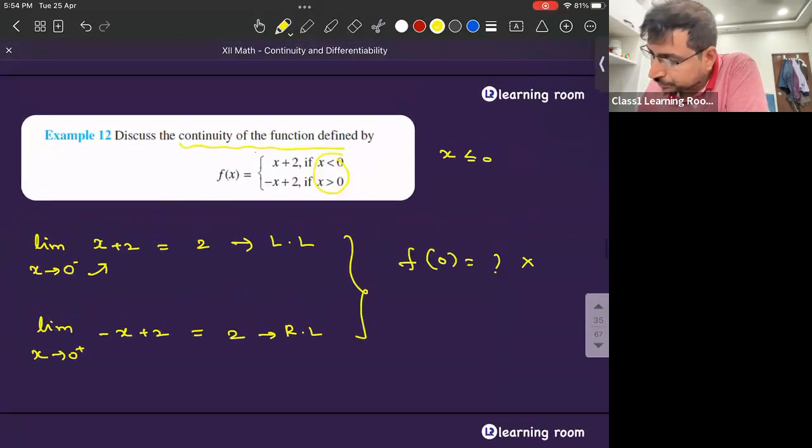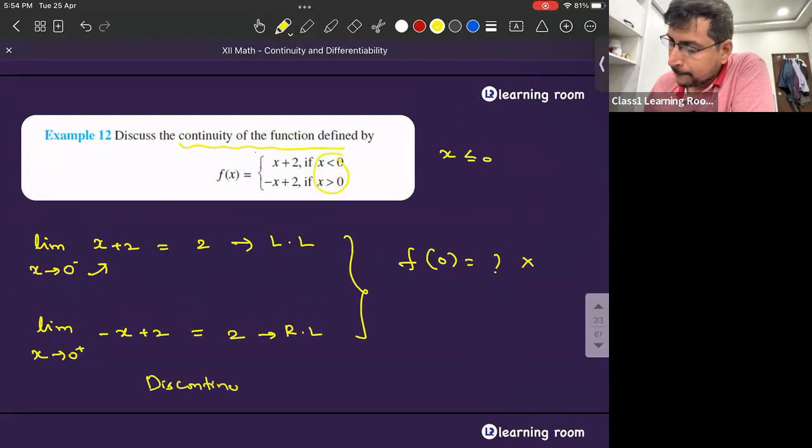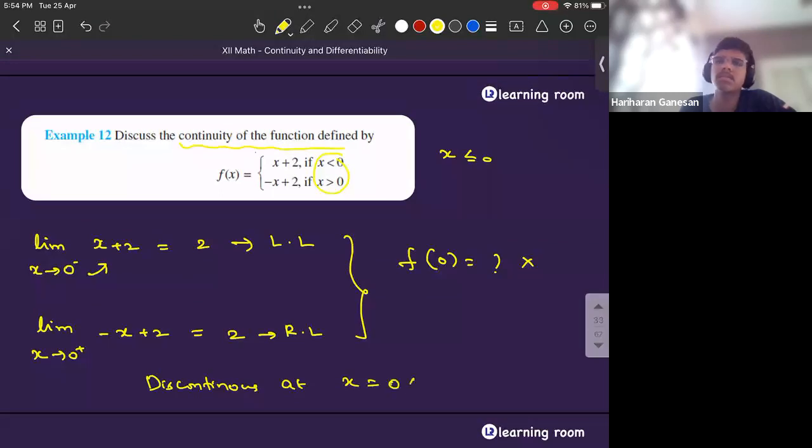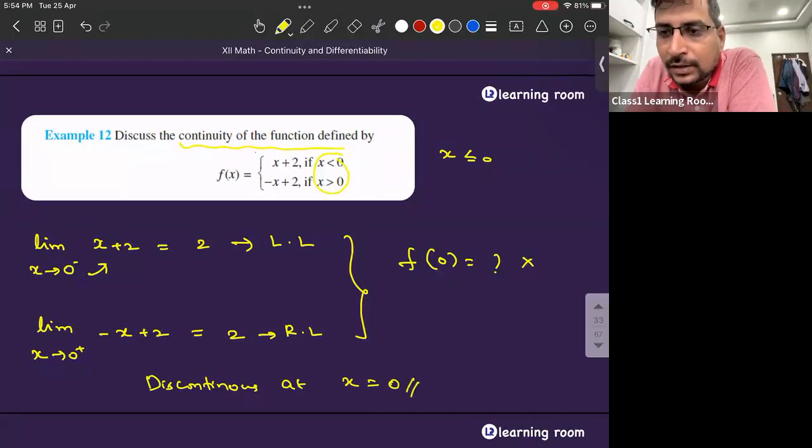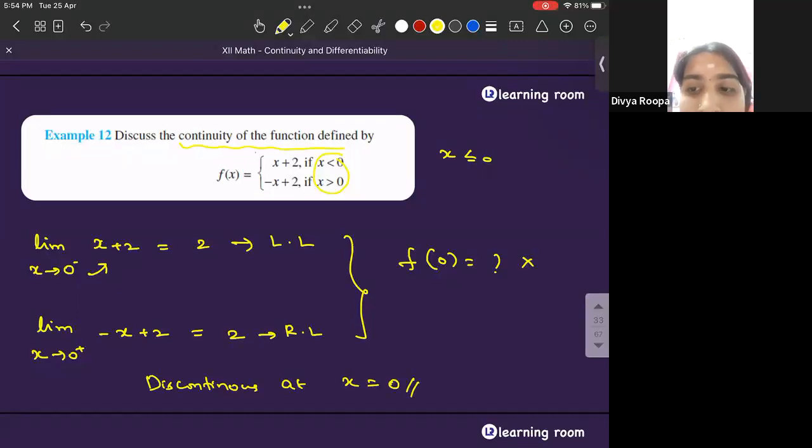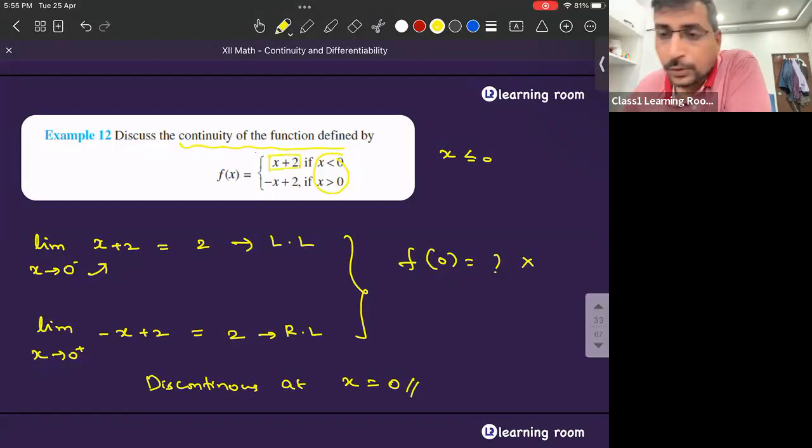Right? So when you say it is discontinuous, it is discontinuous at which point? At x is equal to 0, sir. That's right. Because at x is equal to 0, the function itself is not defined. You're able to understand? Yes, sir. But here, if you take x plus 2 alone individually, it is continuous. If you take minus x plus 2 individually, that is also continuous in its domain. But it is discontinuous at 0 because we don't have the function value defined at that point.